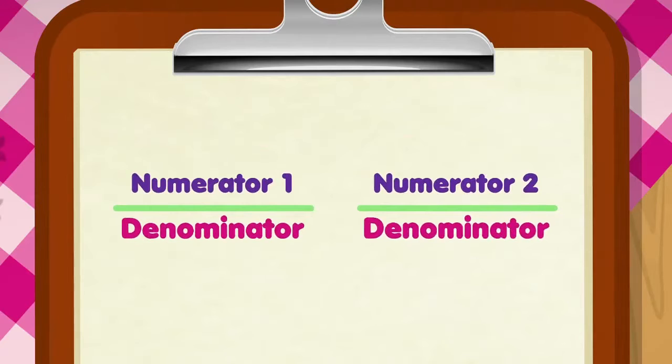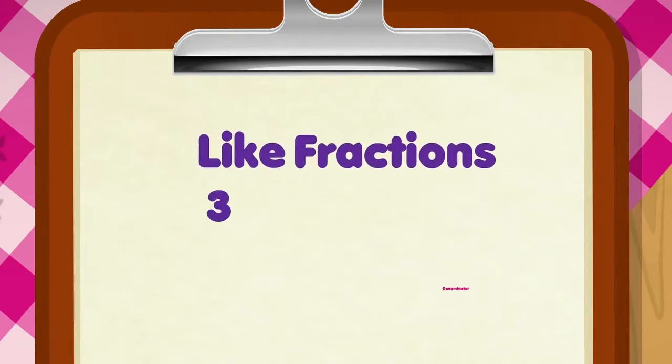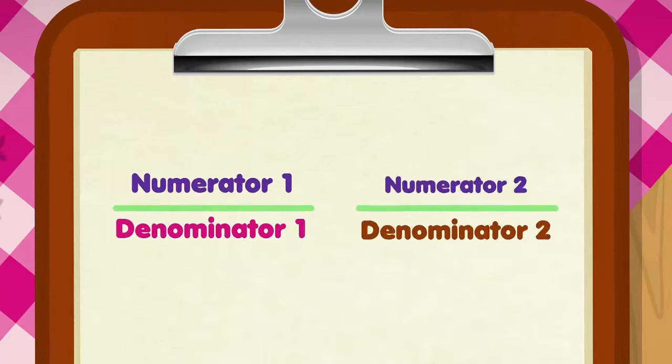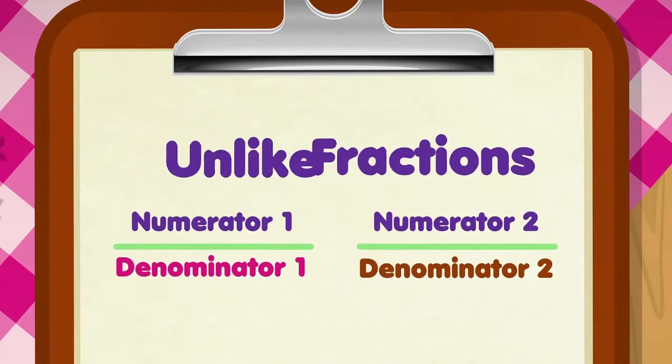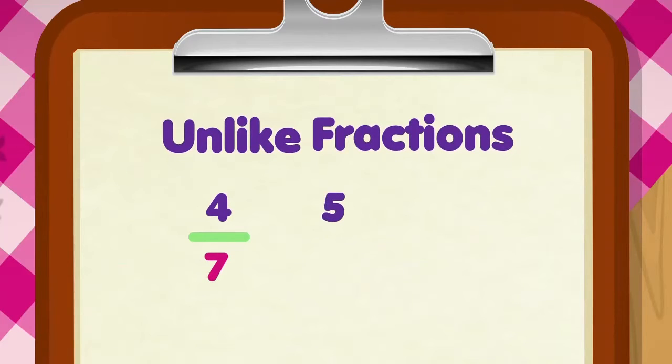A fraction which has a whole number together with a fraction is called a mixed fraction. Examples: 4 and 1/2, 9 and 3/5, 6 and 7/9. Fractions with the same denominators are called like fractions. Example: 3/8, 5/8, 9/8. Fractions with different denominators are called unlike fractions. Example: 4/7, 5/9, 1/2.